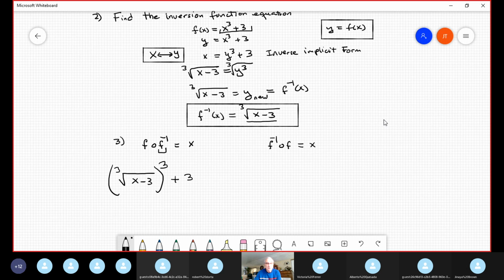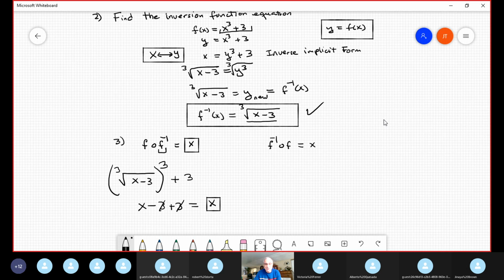Let's see what's going on. One of these is cancelled. Cubic root and cubic is cancelled. Stay only x minus 3 plus 3. And 3 plus 3 is cancelled, and we get identity, exactly as we expect. This is a confirmation, guys. We are doing well here.